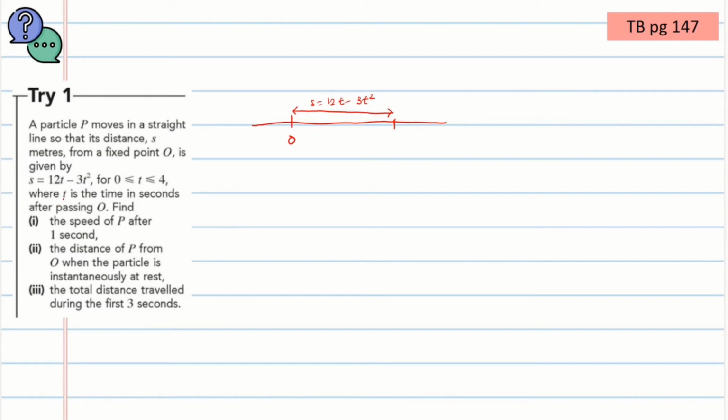We also want to take note how is time being measured. So time is actually taken in seconds after passing O. So at wherever that it starts, your time starts as well. Okay, so we might want to pay careful attention to how it is being described. Okay, especially later on when I show you a further example. So I'll talk more about it later on. In part I, we want to find the speed of P after 1 second. So let's first take a look at part I.